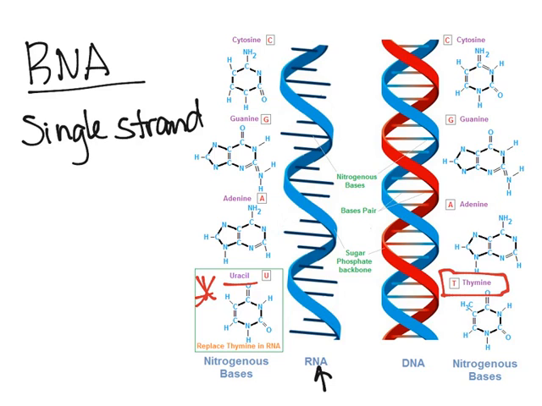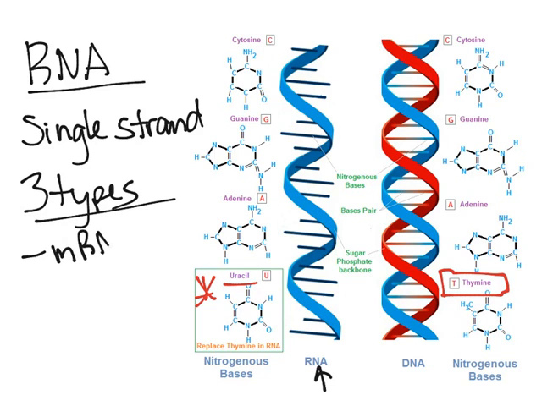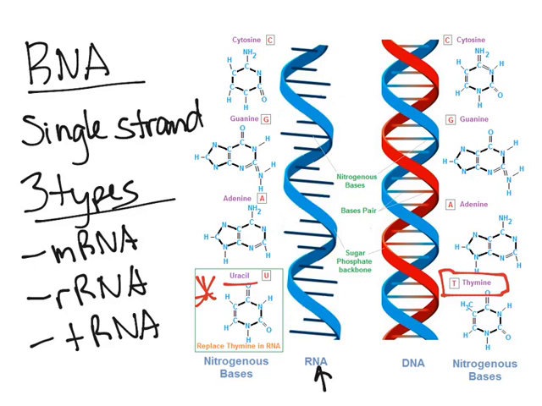And so there are actually three types of RNA. You have mRNA, and then you have rRNA and tRNA. And so let's talk about what each of them do. So first it's mRNA.